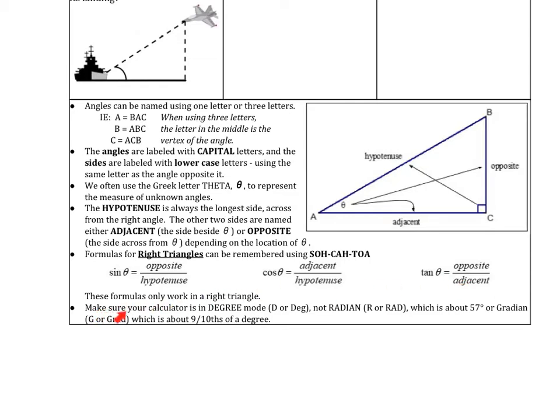The first thing I need you to do is to make sure your calculator is in degree mode. On your screen, you should see a D or a DEG on it. If you see an R or an RAD, that means your calculator is calculating angles in the units of radians. And if it says G or GRAD, the units they're using is gradians. So you need to make sure your calculator is in degree mode. So I'll go over these formulas when we do an example. First of all, just make sure you know how to label the sides.